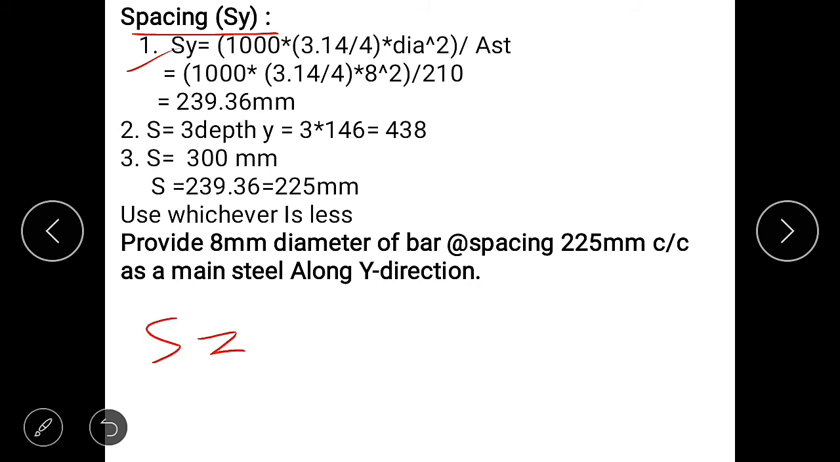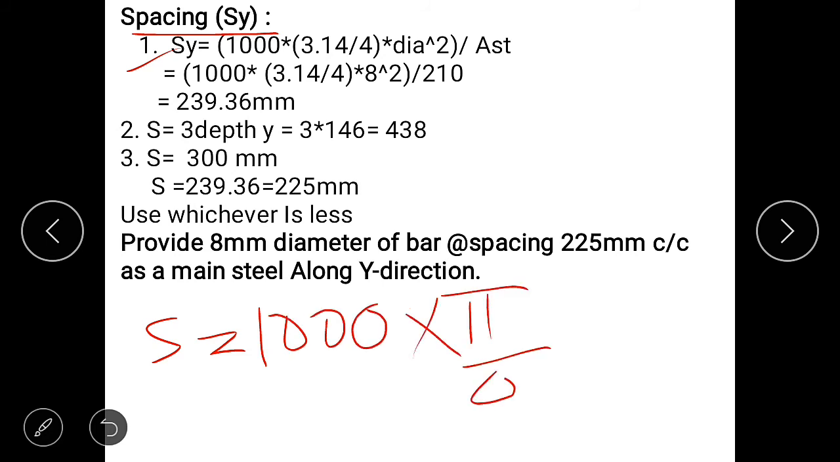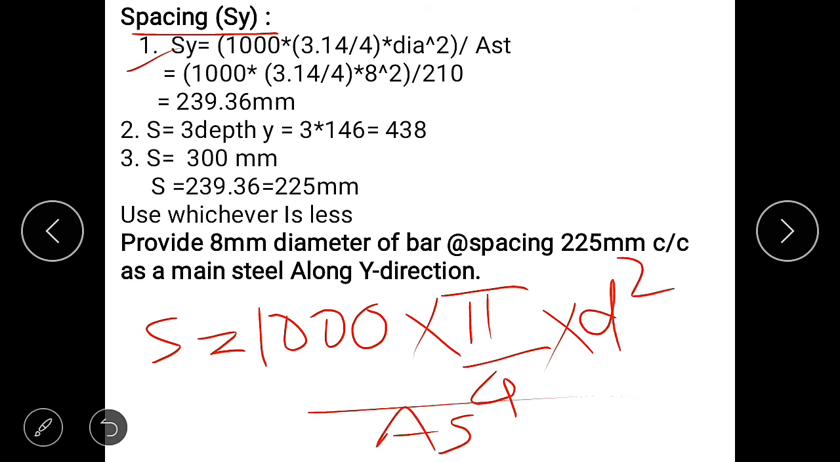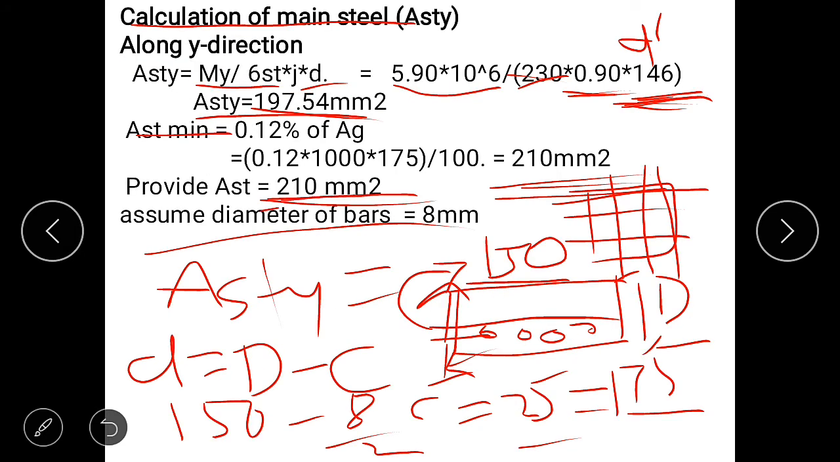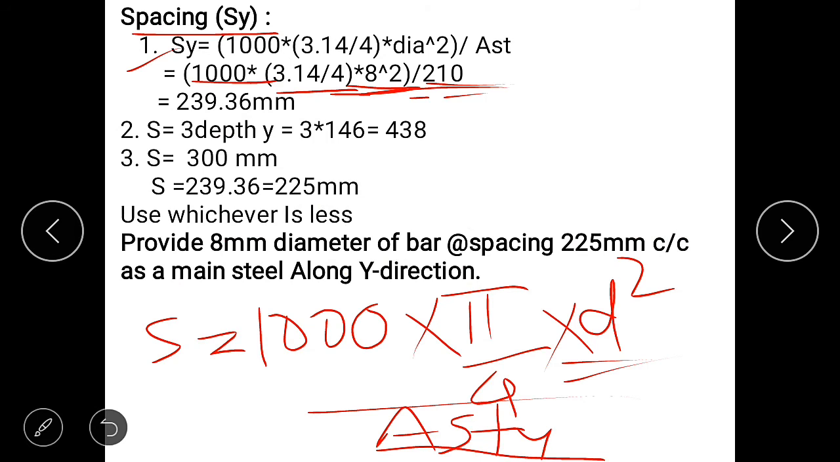To calculate spacing, the formula is 1000 into pi by 4 into d square divided by AST in the y direction. So 1000 here, pi value is 3.14, divided by 4 into the diameter of the bar we provided, here 8. Area of steel in the y direction we provided is 210. So here 210. Spacing is 239.36.